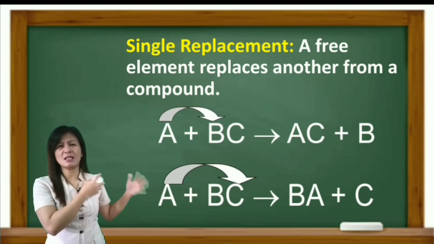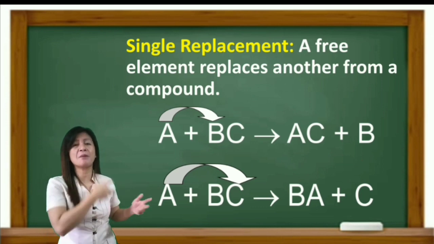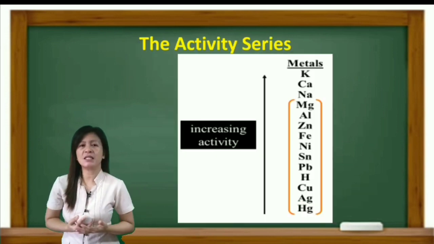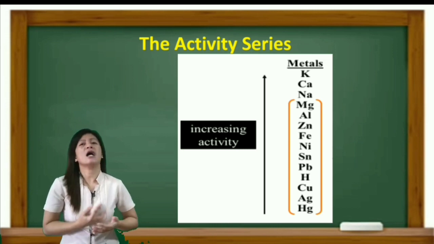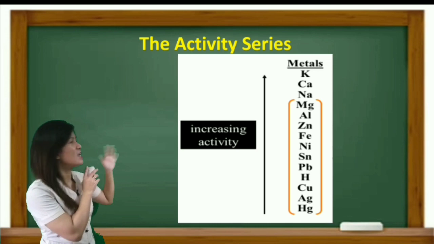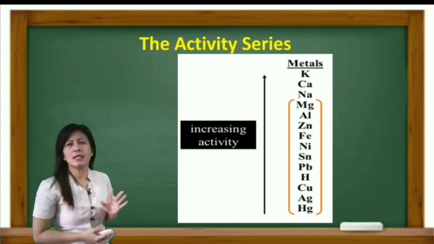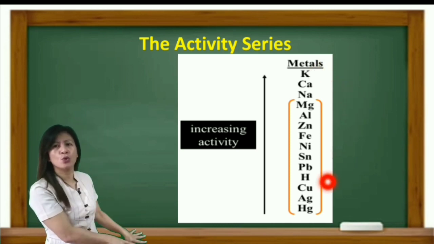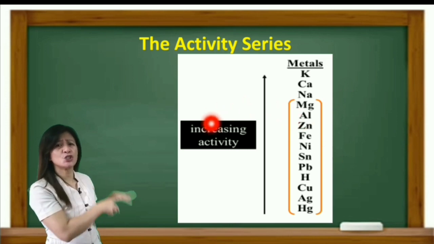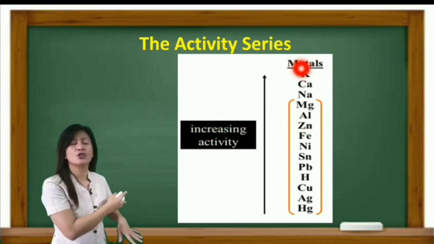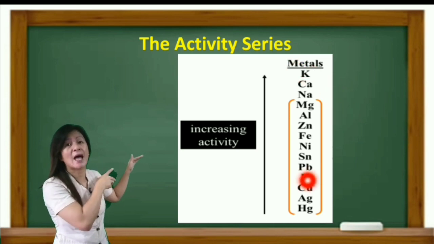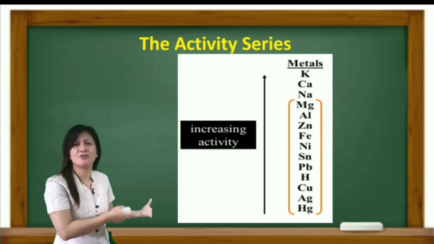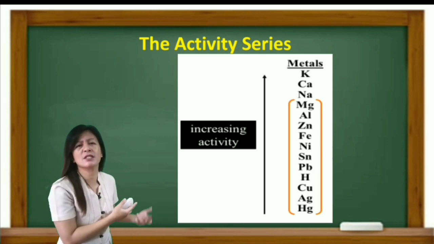What makes them different? It has something to do with the nature of the free element replacing another element. In analyzing single replacement reactions, we consider the activity series. The activity series of metals can be seen on this illustration. You will see here common reactive metals ranging from potassium down to mercury. Notice the trend from the bottom to the top, it's increasing. That means the one on top is the most active metal and the one at the bottom is considered the least active.